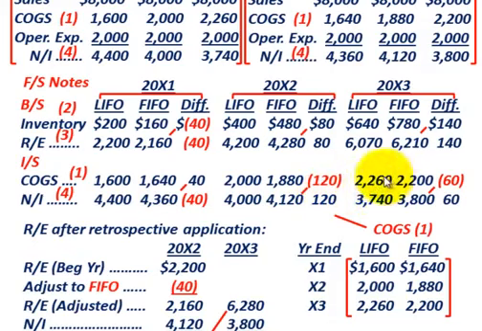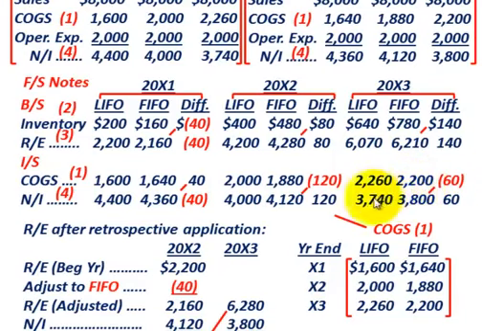And then for year X3, it would be the same thing. So looking at our cost of goods sold, year X3, we had 2,260 for LIFO versus 2,200 for FIFO. So again, make that comparison, where our cost of goods sold went down for FIFO by the difference of 60, or 60,000.